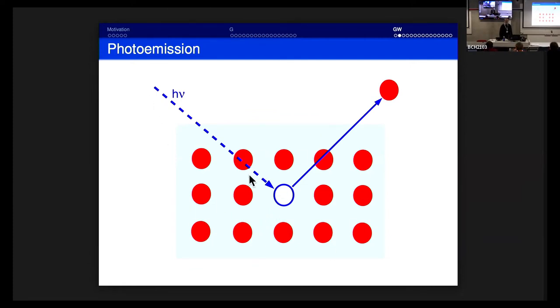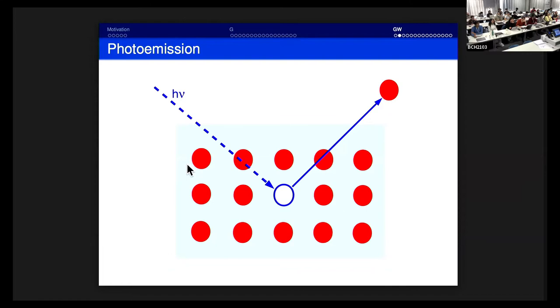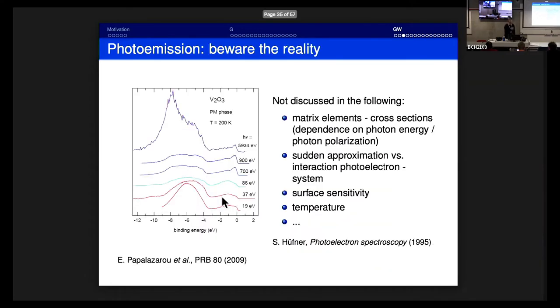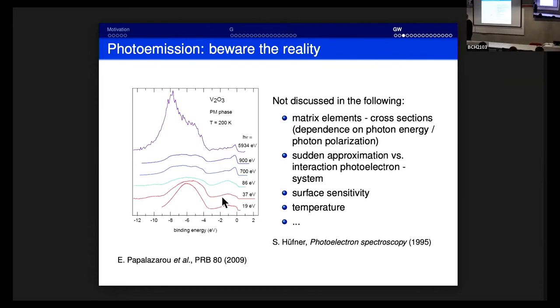So here we have a pictorial representation of our many-electron system. Each electron is a red circle, and one electron is photoemitted. So this electron leaves the sample, and we have the creation of a positive charge that is called the photohole. It's the hole that the photoemitted electron is leaving behind. Now, the photoemission experiment itself is pretty complicated. And here I've listed some of the aspects that we are not going to discuss that are related to the photoemission experiment itself. But it's important already to be aware of these real aspects.